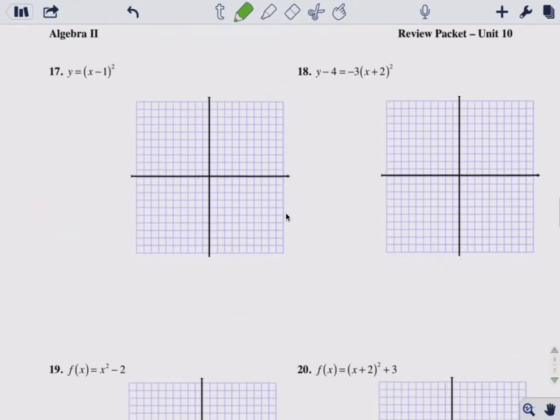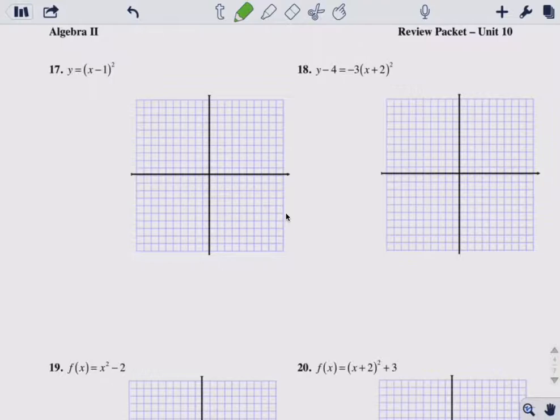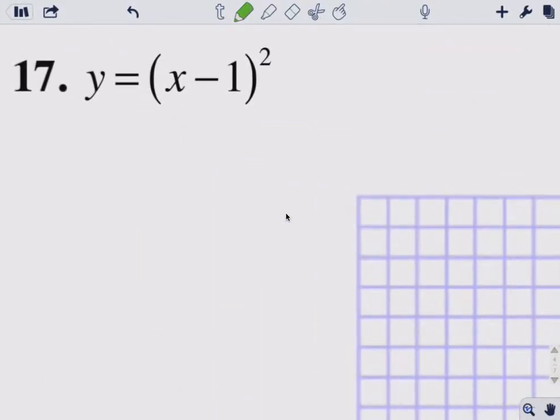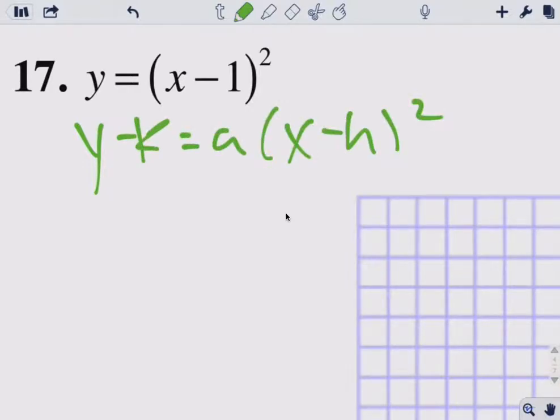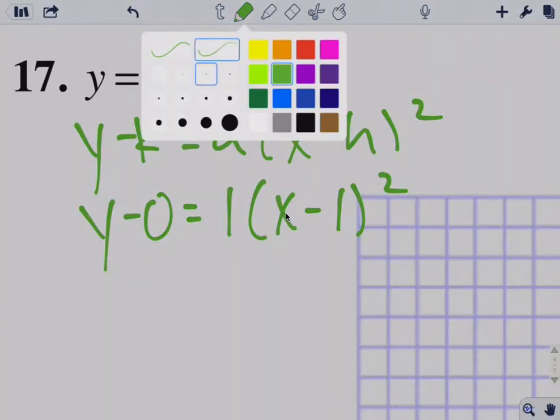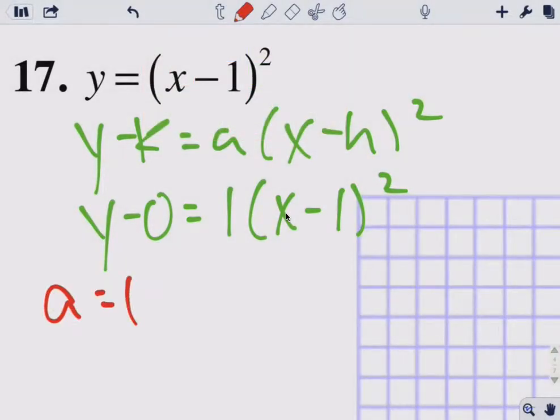Okay, keep going, do a few more. All right, again, it's y equals, so probably fits that first form of y minus k is equal to a times x minus h squared. In this case, it's y minus 0 is equal to 1 times x minus 1 squared. So what is a? a is 1, h is 1, k is 0.